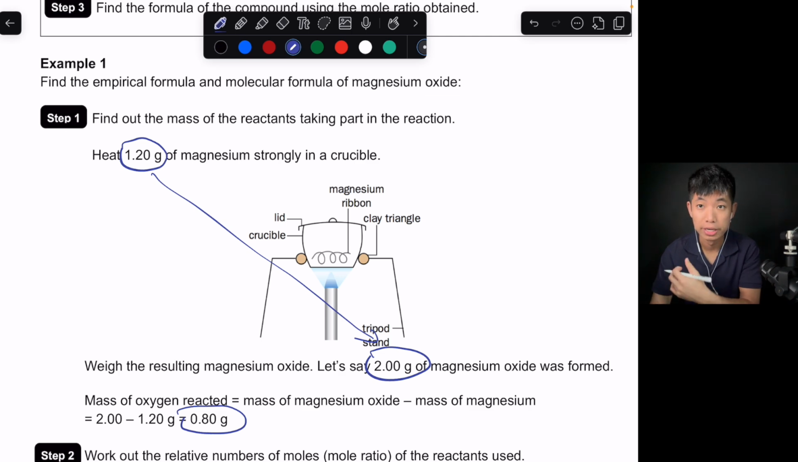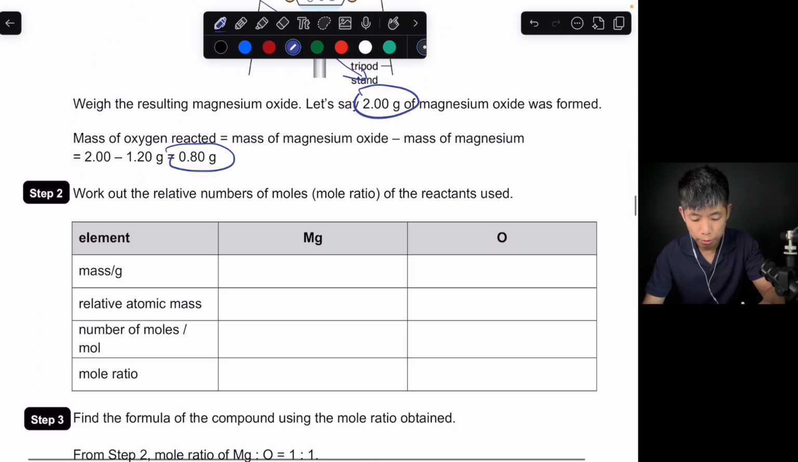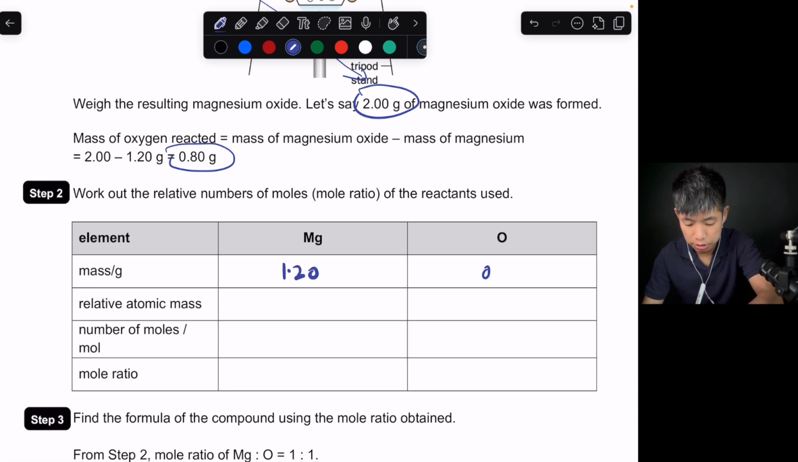I can subtract the initial mass from the final mass. So we will always start with a mass ratio. So this is 1.20, this is 0.8. Of course, we cannot use the mass ratio as the ratio of atoms, right? So we will need to find the mole ratio because mole is the unit of counting, the number of particles.